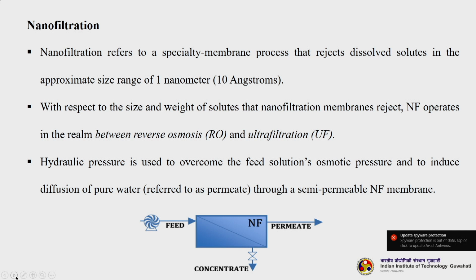So, as you know, nanofiltration refers to a specialty membrane process that rejects dissolved solutes in the approximate size range of 1 nanometer or 10 angstrom. So, very small solutes are being rejected. With respect to the size and weight of solutes that a nanofiltration membrane rejects, nanofiltration operates in the realm between reverse osmosis and ultrafiltration. Based on the range of solutes they reject, the membranes are classified. So, nanofiltration lies somewhere between the cutoff of reverse osmosis and ultrafiltration.